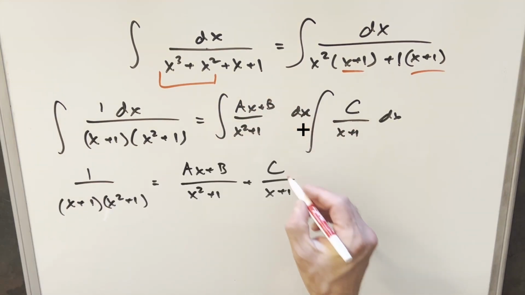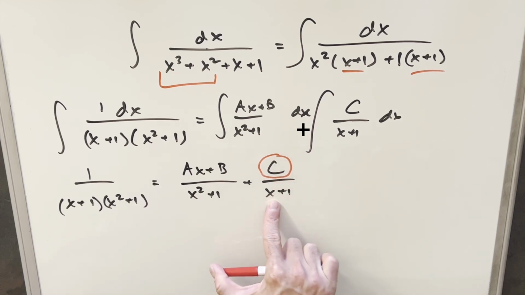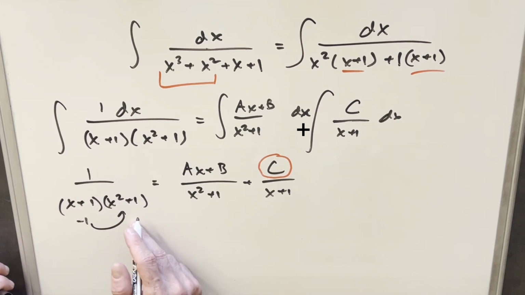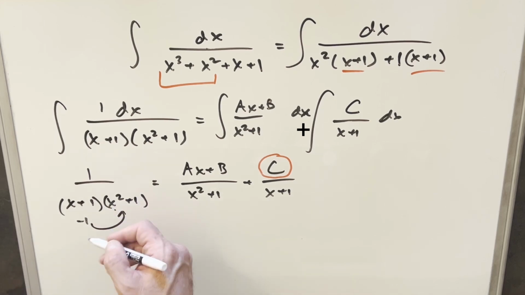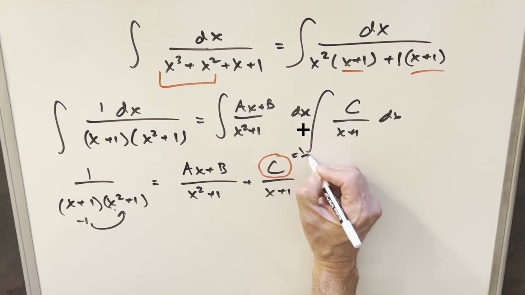So I'm going to use the cover up method to find our c value. What we want to do here is plug in minus 1. If we have a minus 1 here, that's going to make this expression 0. We cover that up and plug our minus 1 in here. Minus 1 squared is going to be 1, plus 1. 1 over 2 is going to give me 1/2 for my c value.